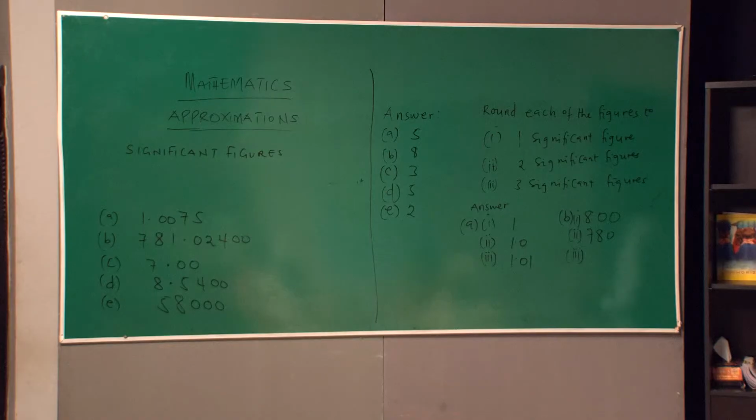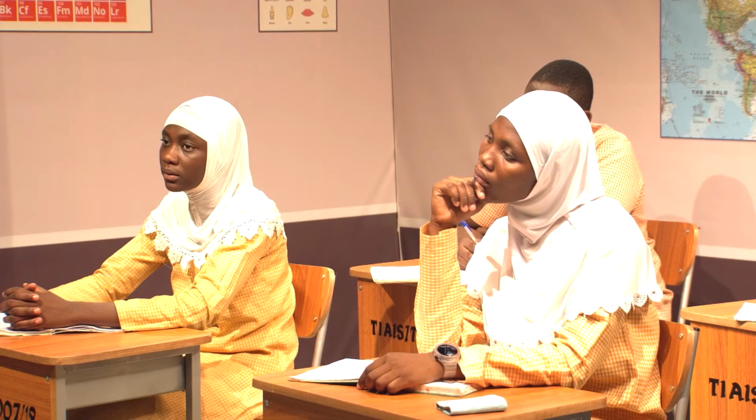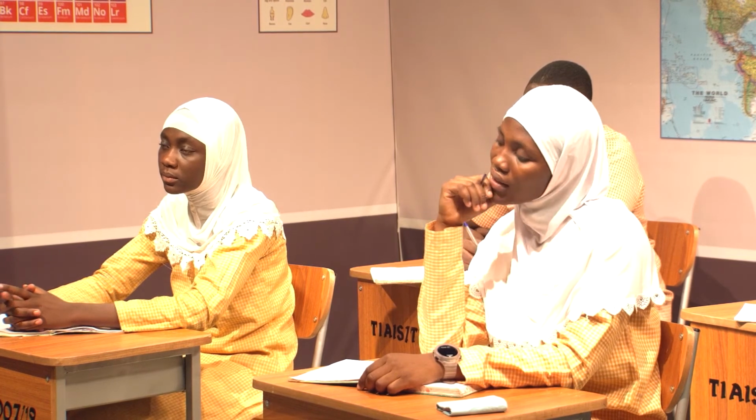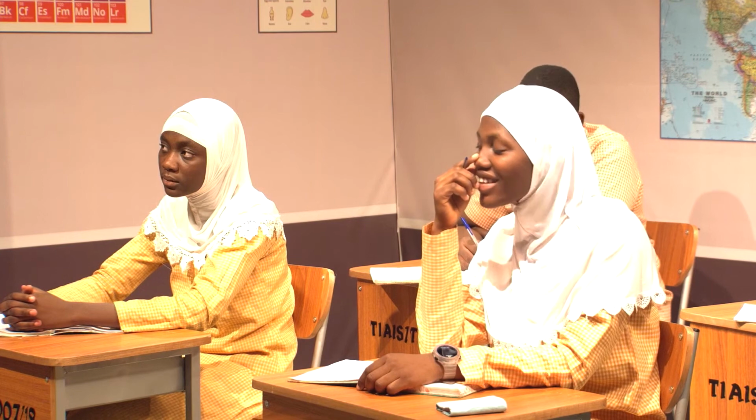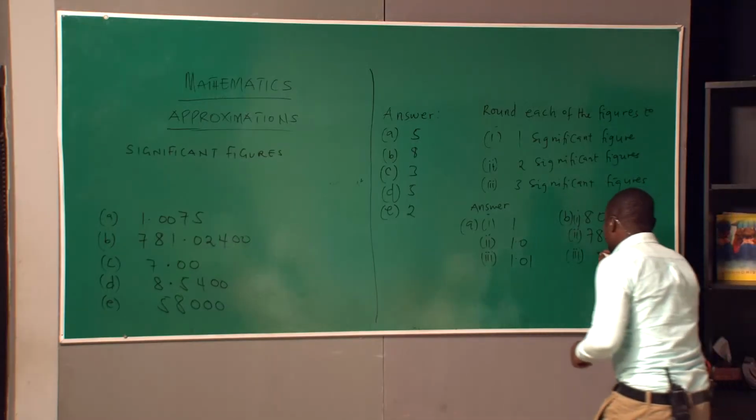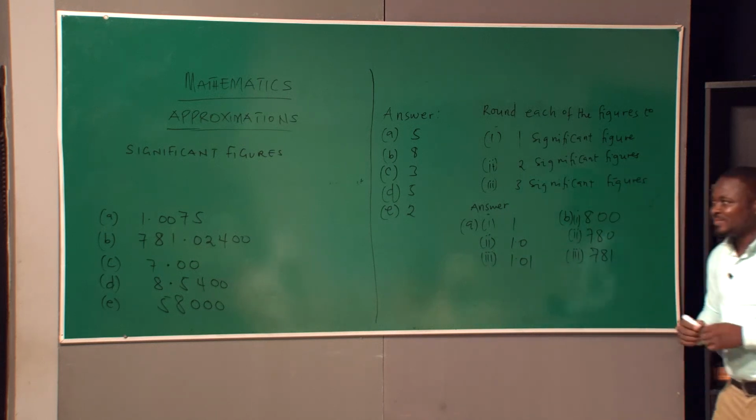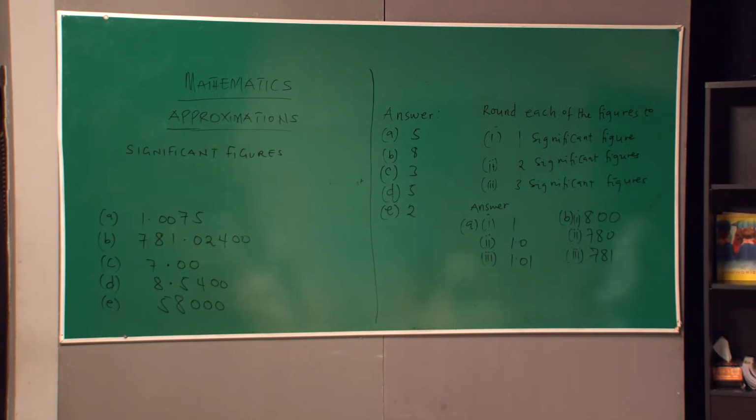Three significant figures. 781. Samira, are you okay? Is she right? Are you sure? All right, so we write 781. So if I'm talking about 5 significant figures, I want somebody to help us. Yakubu, look at the example. 5 significant figures. How will you do it? 781.02. That is very good. If you are talking about 5 significant figures, you bring 0.02. Are you okay with that?